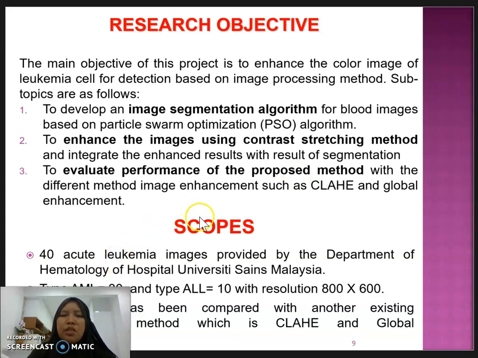For the scope of this project, we only study 40 acute leukemia images provided by HUSM Kubang Kerian, of which 30 are of type AML and 10 are of type ALL.